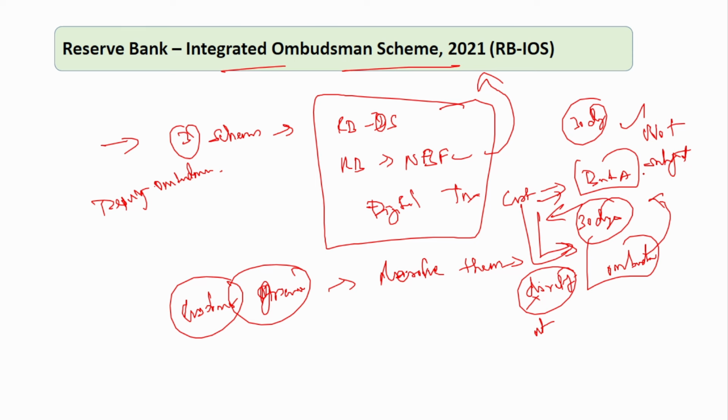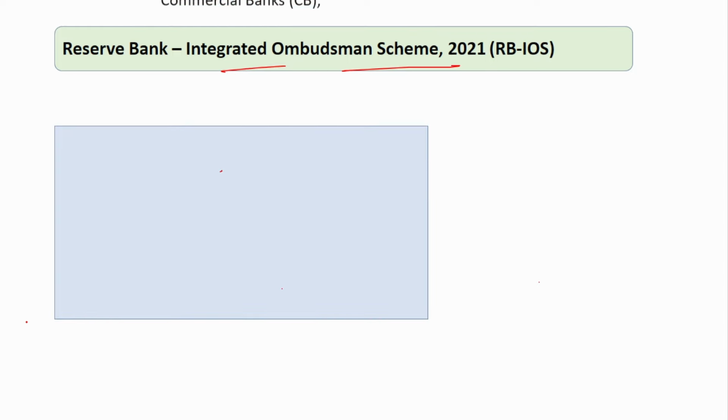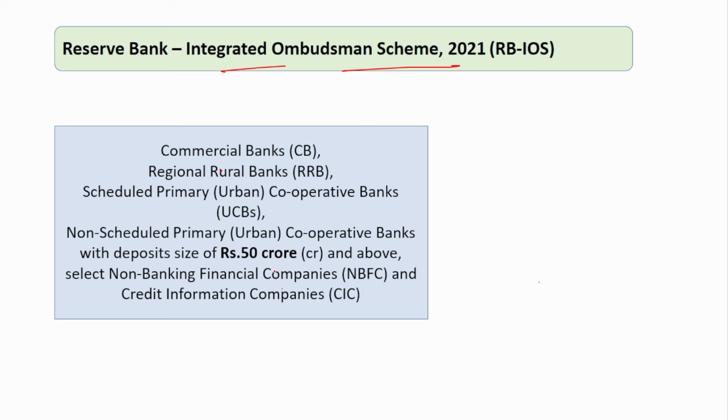Now, what is done under this? What changes have they brought? Mainly, they have increased the coverage. Currently, this integrated ombudsman scheme covers the commercial banks, the RRBs, scheduled primary cooperative banks, non-scheduled primary cooperative banks with deposit size 50 crore and above, and select NBFCs and credit information companies. These are the entities that are covered under this integrated ombudsman scheme.